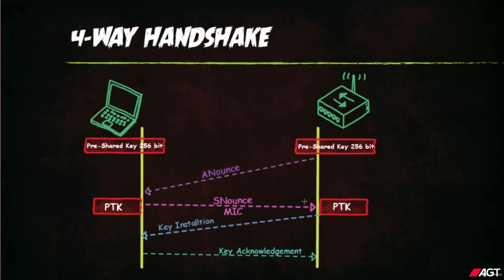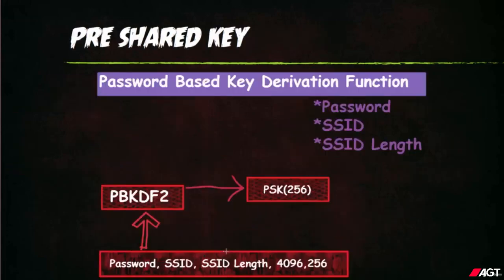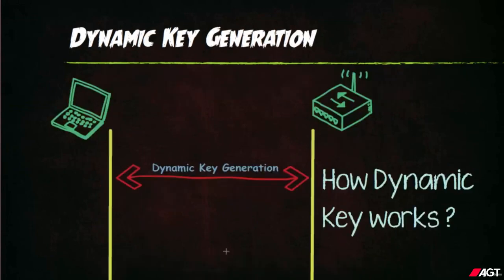That's why the pre-shared key and PTK are correct, and based on this PTK, the MIC is also correct, right? Then the access point will send a key installation request. After that, a key acknowledgement packet is sent from the client to the access point. And this process is called the four-way handshake, right? So these four packets are called the four-way handshake. This is a little complicated protocol, so you have to go through it one more time. So this is how the dynamic key works, right?